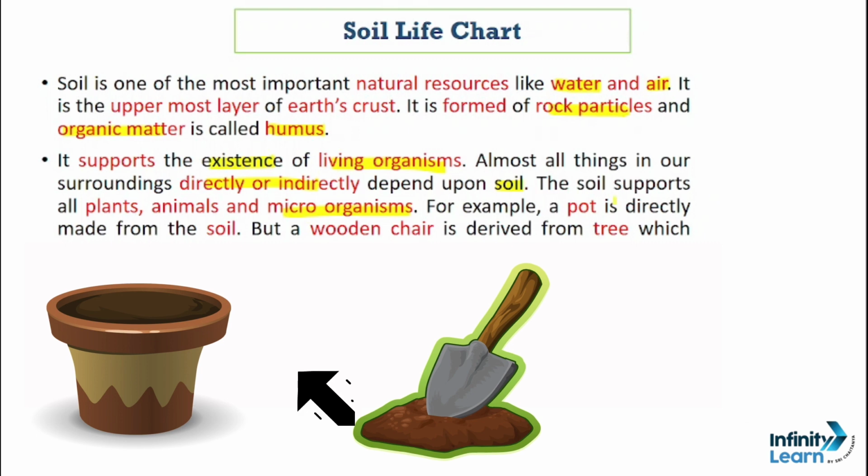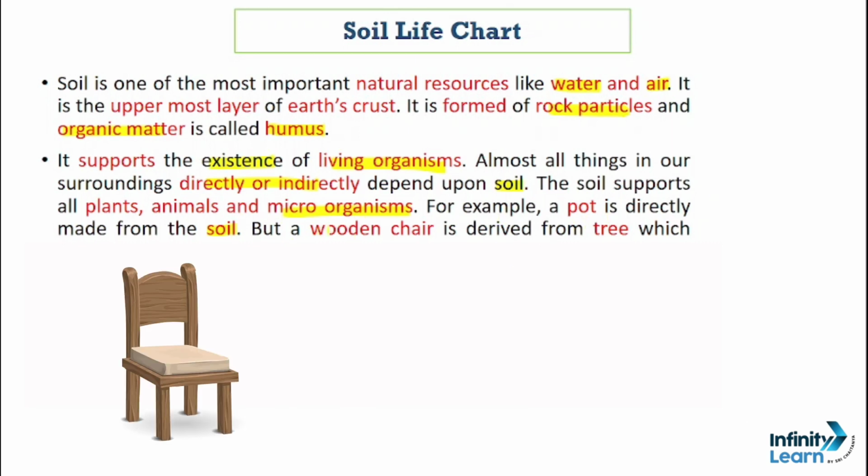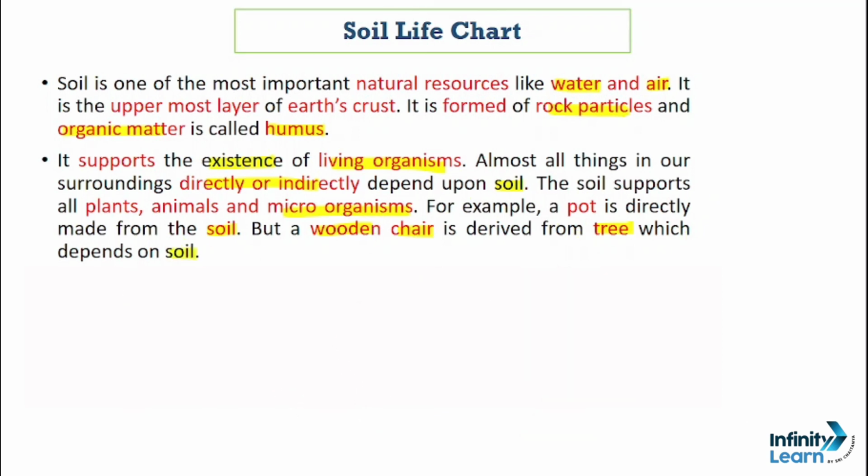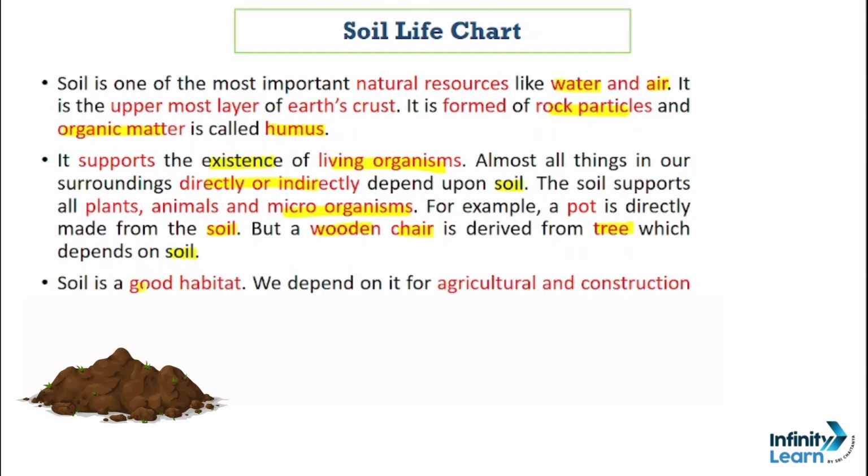For example, a pot is directly made from soil. As you all know, a pot is made from mud, and we get that mud from our soil. But a wooden chair is made from a tree, and a tree is our natural resource, so it is indirectly made with the help of soil. So we have seen there are two different ways, directly or indirectly, and both show the contribution of soil. Soil is a good habitat, so it is really good for our nature and our surroundings.